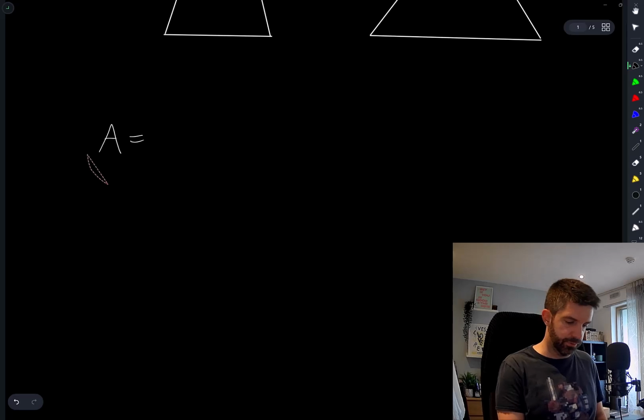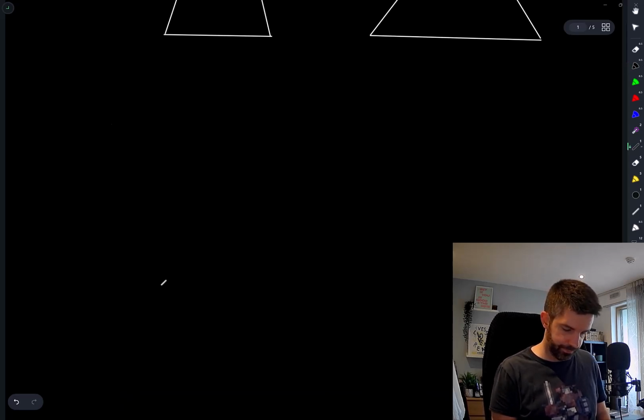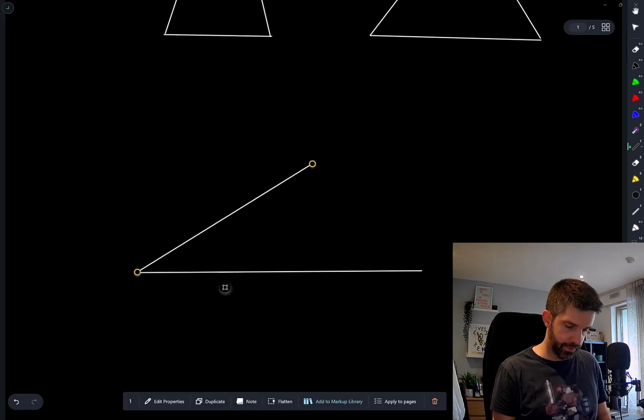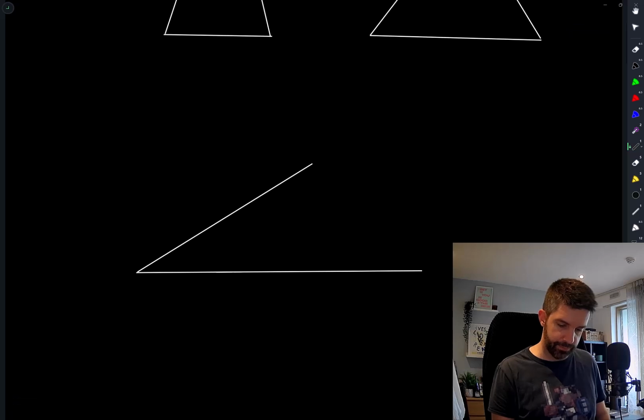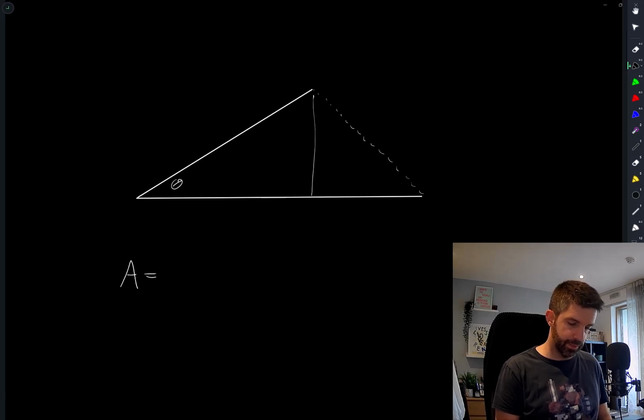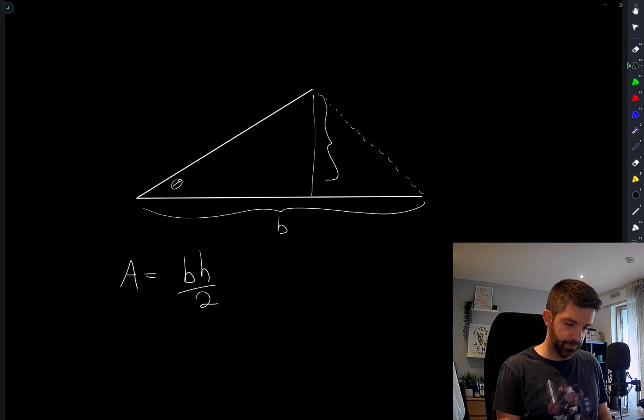If in general, if I draw an arbitrary triangle like that, I'm just going to give two sides. I don't care what the third side is, I don't really need that, right? Call that theta, and that's the height. So the area is base times height over 2. That's base. That's height.